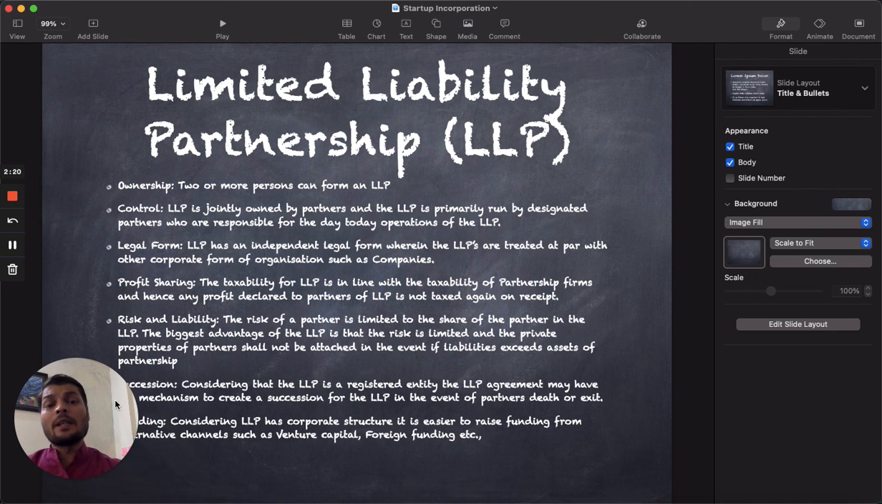Next is the limited liability partnership. This is more of an evolved form of organization wherein the partnership firm has been upgraded with one more concept called limited liability. If you have seen in the earlier slide that partnership firms have unlimited liability, with the limited liability partnership, it is limited liability.